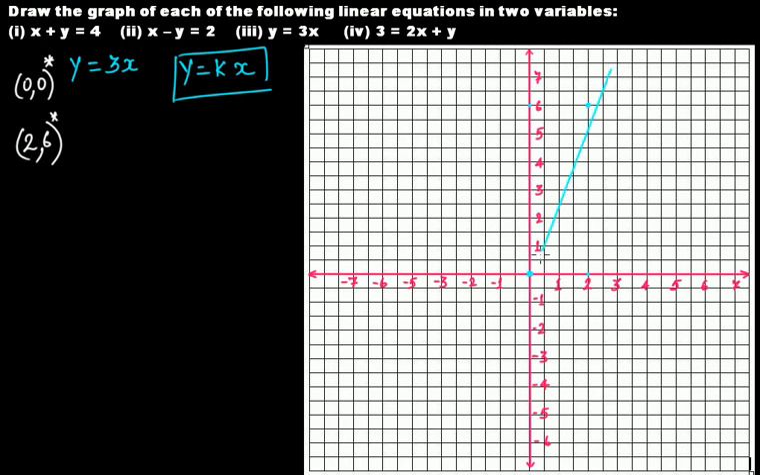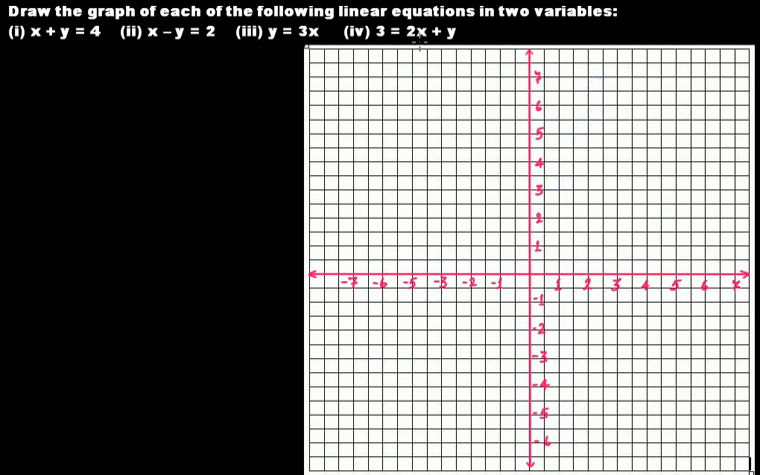I'll try to connect it properly because I'm drawing it rough with my rough hands. Sorry, I'll have to just connect these two, like this. Just assume that it's a straight line. So this is our line, and this point is 0 comma 0, and this point is 2 comma 6. So this is our straight line.